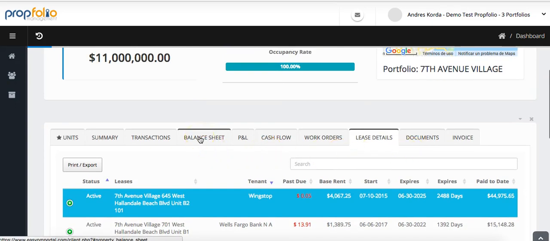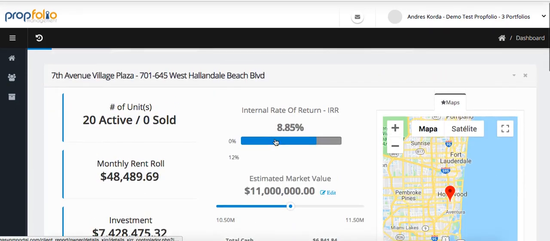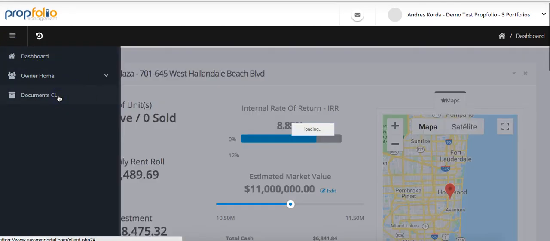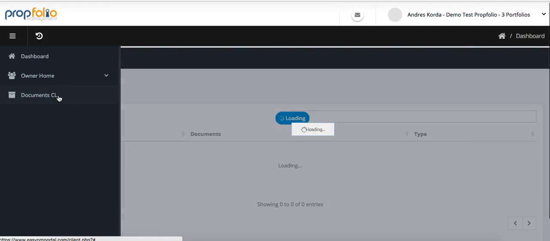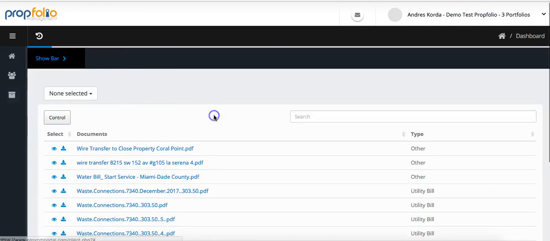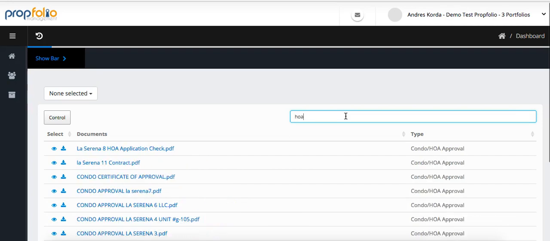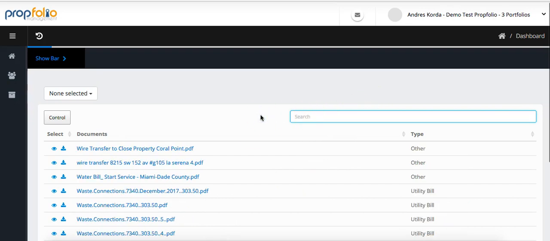You have access to also look at balance sheets. You have access to also look at cash flows, which are also very important features for unit owners and investors. And you have a section specifically for documents, which becomes very interesting. We love this for estate planning purposes, etc., where you provide access to families or family offices, where in one centralized place they can go and search for all the deeds, for all the transfers, for all the HOA information, and in one centralized place they can go and get all the documents that they need and have access to them.